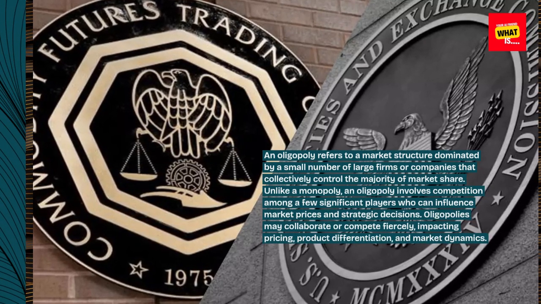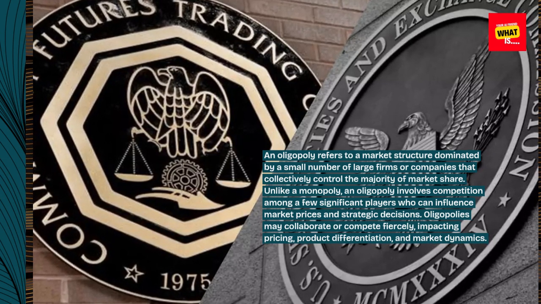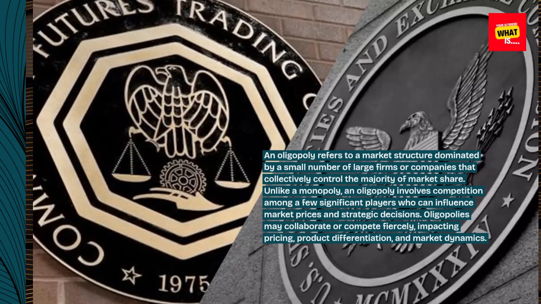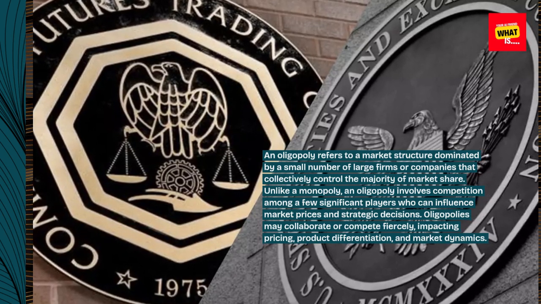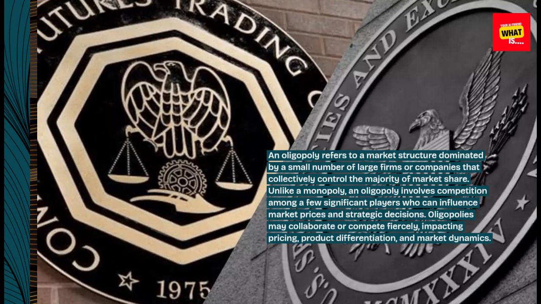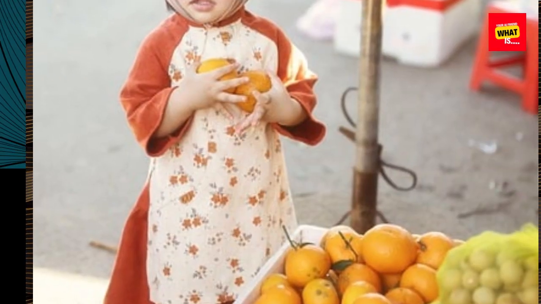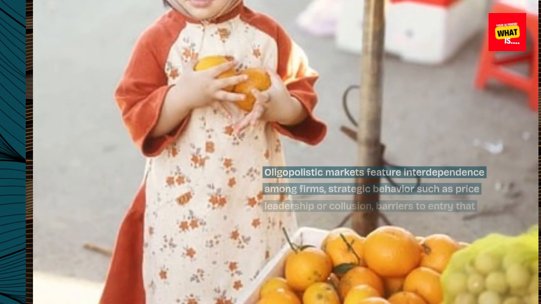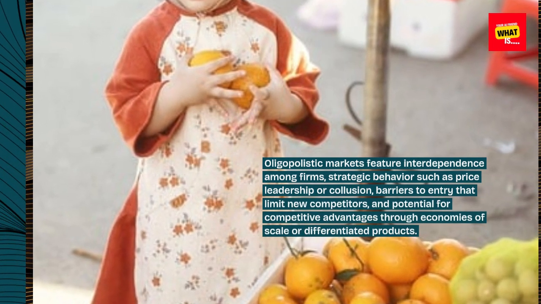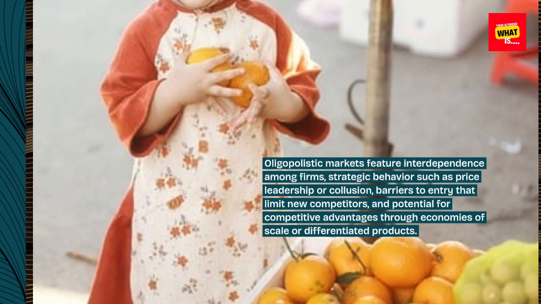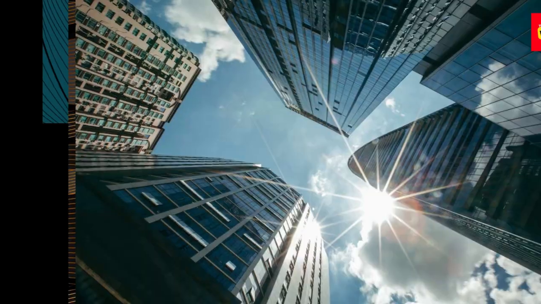Unlike a monopoly, an oligopoly involves competition among a few significant players who can influence market prices and strategic decisions. Oligopolies may collaborate or compete fiercely, impacting pricing, product differentiation, and market dynamics. 5. Characteristics of oligopoly. Oligopolistic markets feature interdependence among firms, strategic behavior such as price leadership or collusion, barriers to entry that limit new competitors, and potential for competitive advantages through economies of scale or differentiated products.